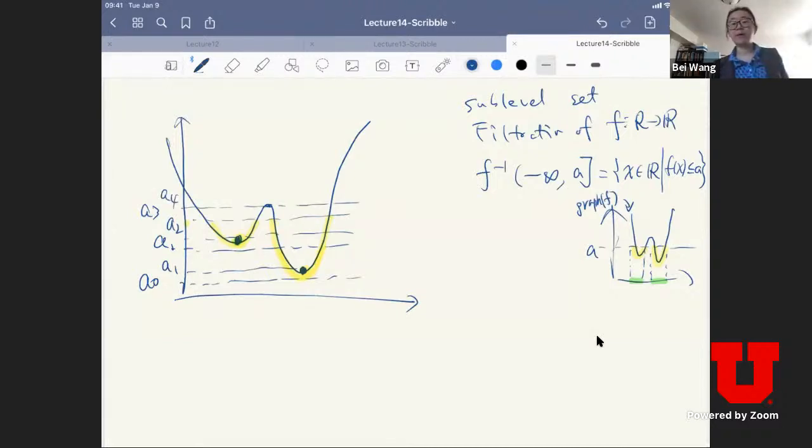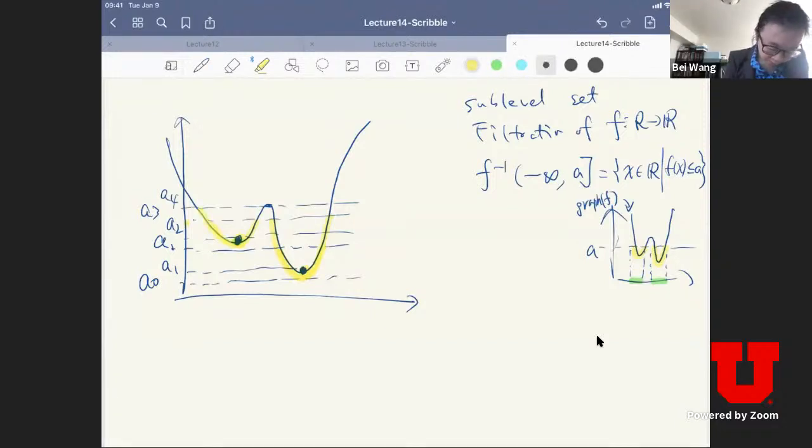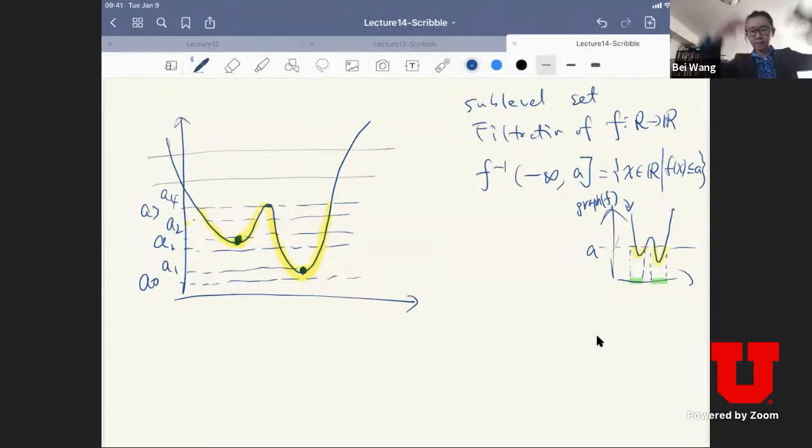And then what's going to happen is at A4, can someone tell me what happened at A4? What happened to those two yellow components? Two components merge into one. Exactly. So they now merge into one single component. And anything beyond that, the component still stays there.